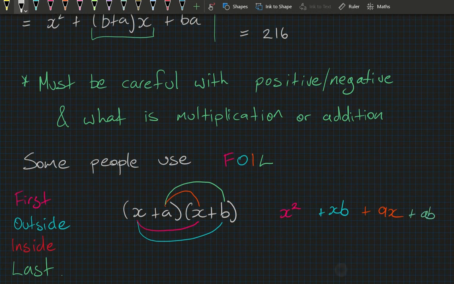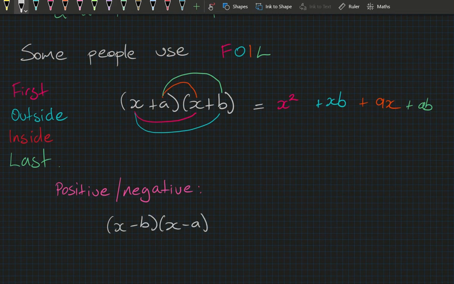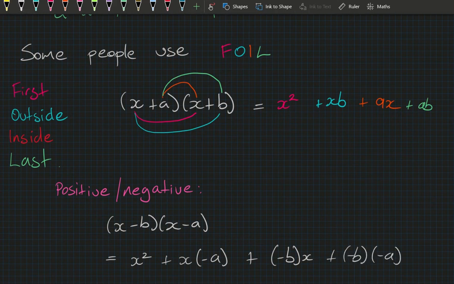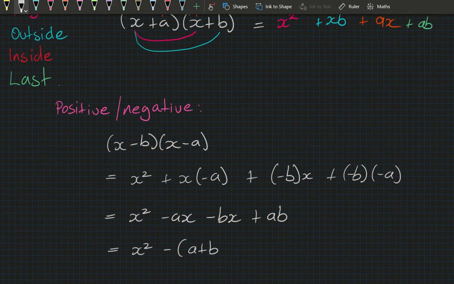So let's compare what we've done here with some binomials that include negative and positive signs. So we have these two binomials where there is a negative sign in both of them, and implementing FOIL on this, but taking into account the negative signs, which I've left in their brackets now for obvious reasons. Now, taking all that into account, we end up with x squared minus ax minus bx plus ab. And then once we collect like terms, we're left with x squared minus a and bx plus ab.